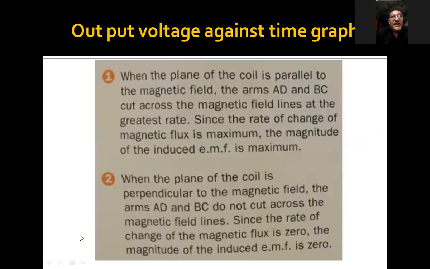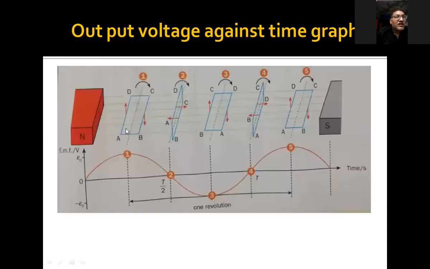Okay, here we have a description of all which I have given to you. This is the academic language. When the plane of the coil is parallel to the magnetic field, the arms AD and BC cut across the magnetic field lines at the greatest rate. Since the rate of change of magnetic flux is maximum, the magnitude of the induced EMF is maximum. He's talking about this position.